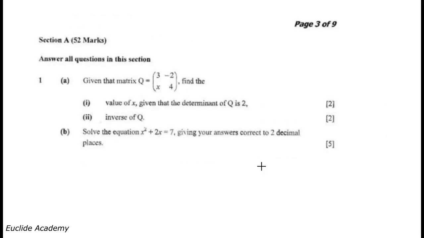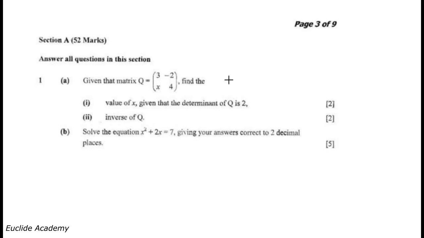So question 1 reads: given that matrix Q is 3, x, -2, 4, find the value of x given that the determinant of Q is 2. Inverse of Q. So this is part 1a number 1 and 1a number 2. Then part B says solve the equation.